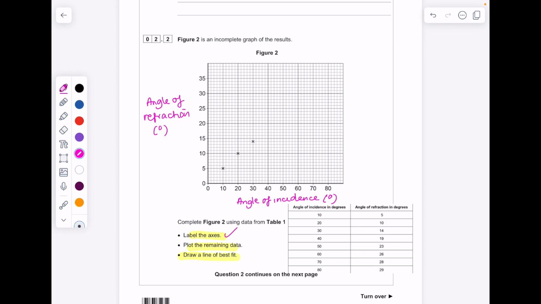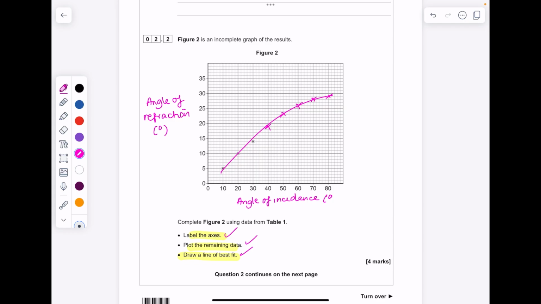Now I need to plot the remaining data. So I'm plotting this point here, 40 and 19, 50 and 23, 60 and 26, 70 and 28, 80 and 29. There's my line of best fit, so I've done everything I need to get those 4 marks.